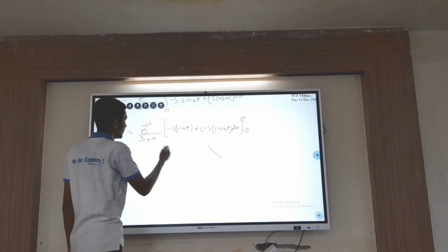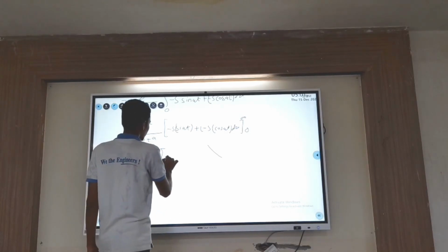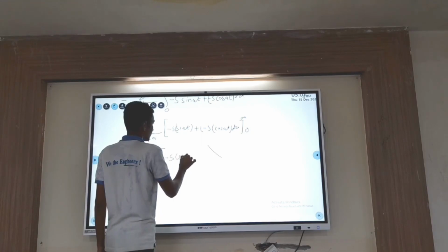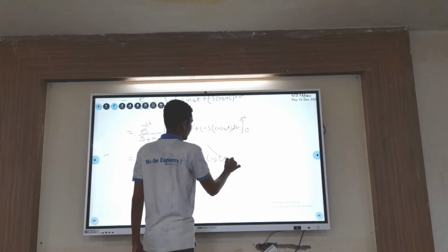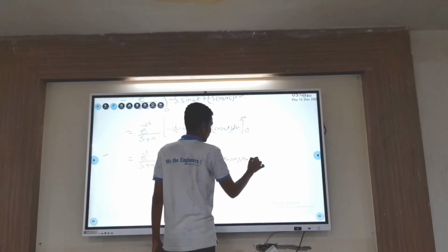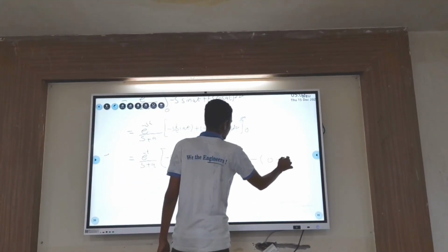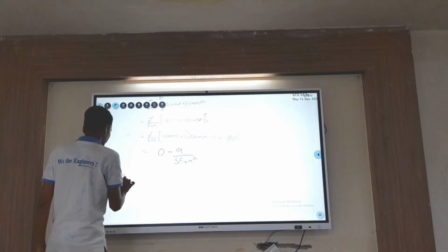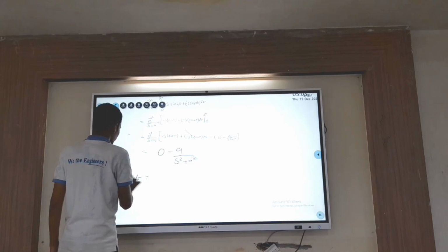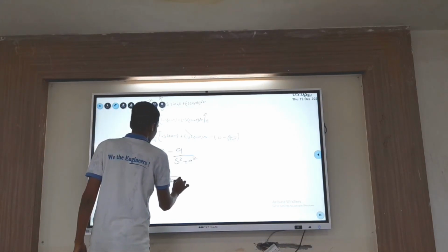We have put the limits in it. So e raised to minus st upon s squared plus a squared, in the bracket minus s sin at minus a cos at, at infinity minus at 0. The value at infinity becomes 0, and sin 0 is 0, so we get a upon s squared plus a squared, which is equal to a upon s squared plus a squared.